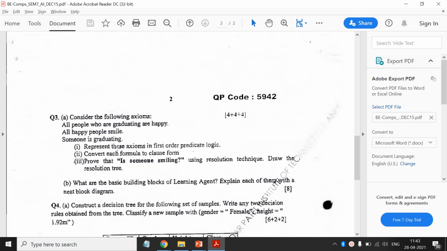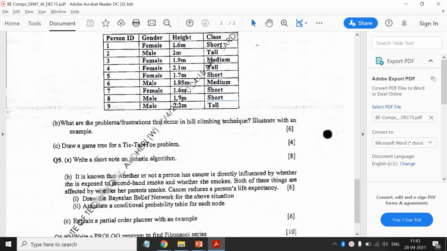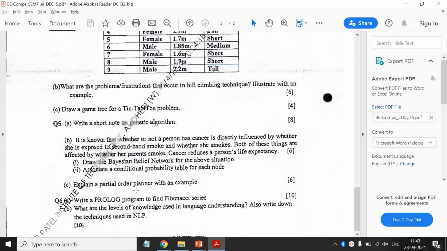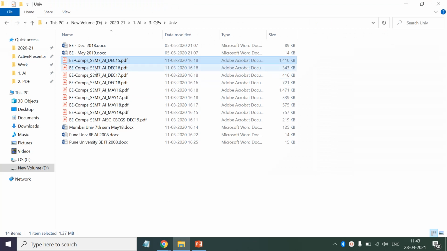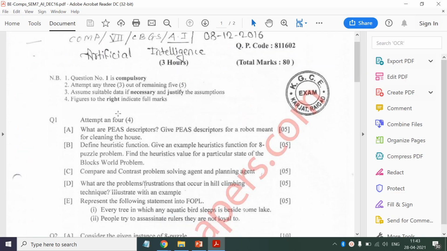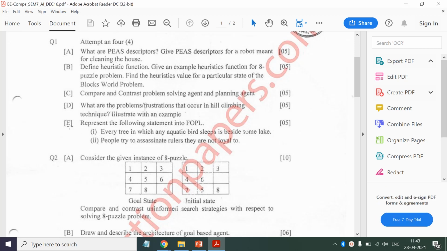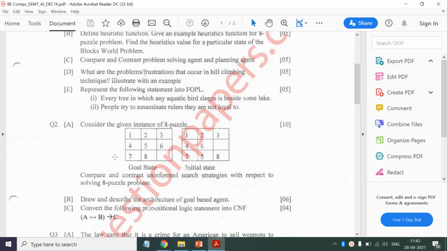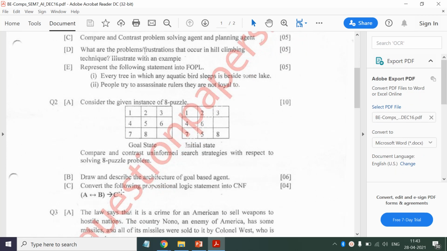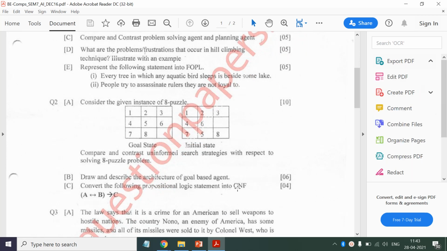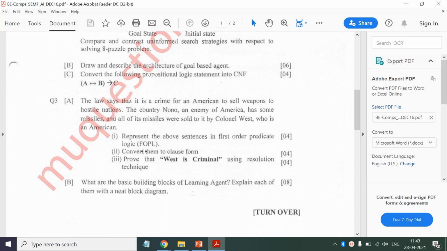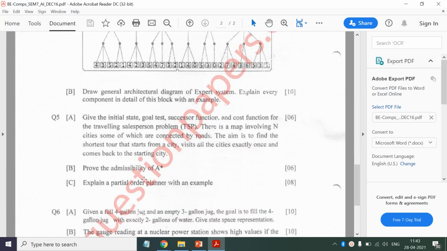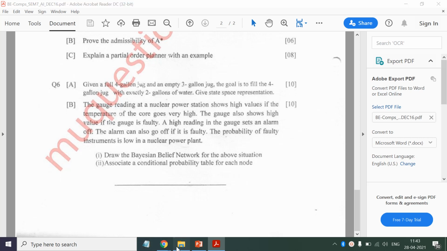Then again we have a question based on first order logic. That's it. Next question paper. Question number 1E is again based on first order logic. 2C is based on conversion to CNF. It is a similar kind of expression, so you can solve that. Then again a question based on first order logic.